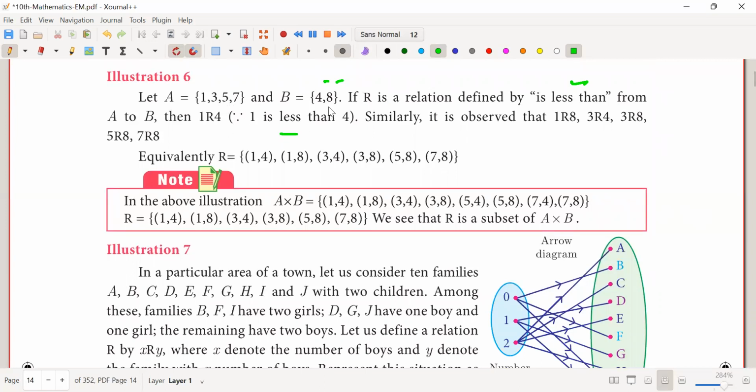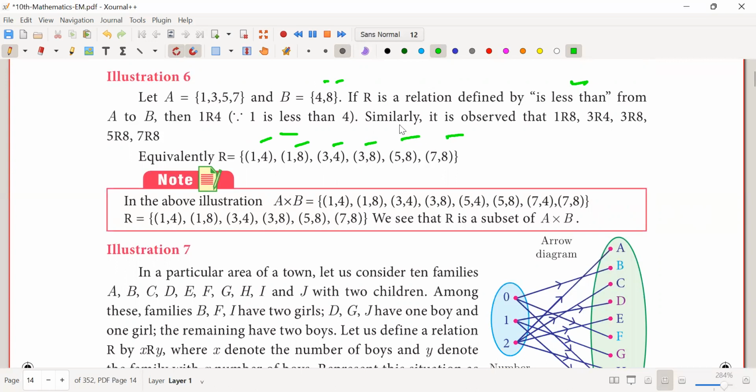1 is less than 4. 3 is less than 4. We can take those. 1 is less than 4, 1 is less than 8. 3 is less than 4, 3 is less than 8. 5 is not less than 4, so we can't take that, but 5 is less than 8. 7 is also less than 8.